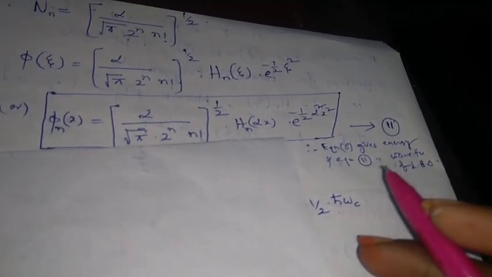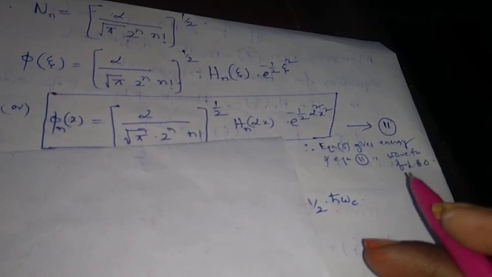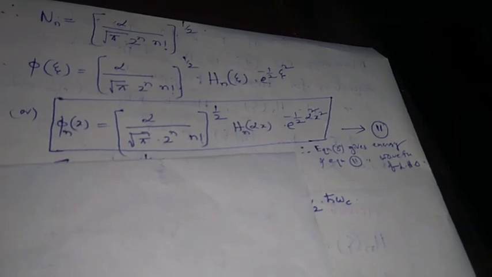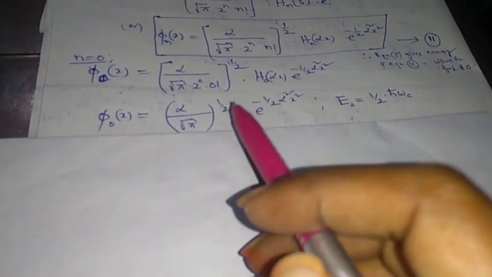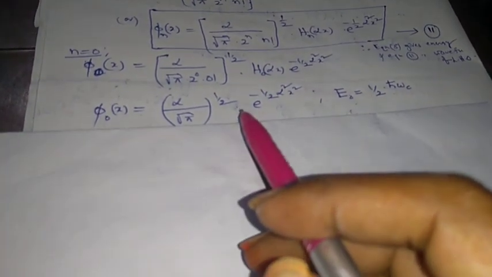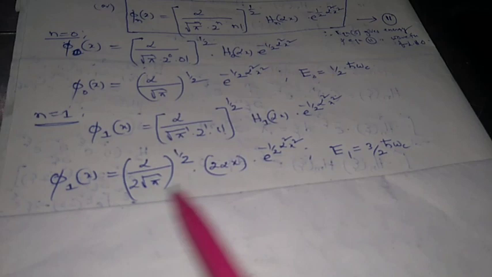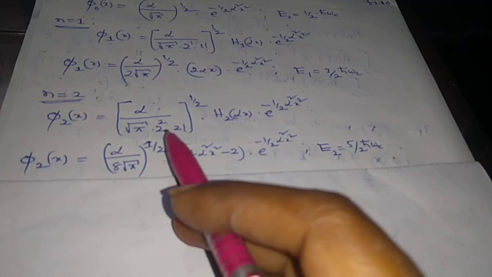So equation number 8, which was for energy, and equation number 11, which is for the wave function of the linear harmonic oscillator, are the results for the quantum mechanical harmonic oscillator. For n equals 0, we can write the wave function like this, and if you use the H0 value that we had on the earlier page, we get this expression for the wave function, and the energy is given by this. For n equals 1, the wave function looks like this, and the energy is given by this. And for n equals 2, we have the wave function looking like this, and the energy like this.